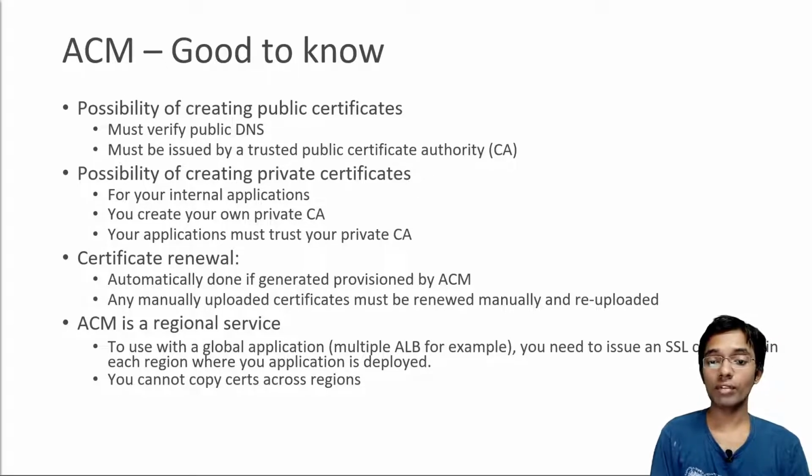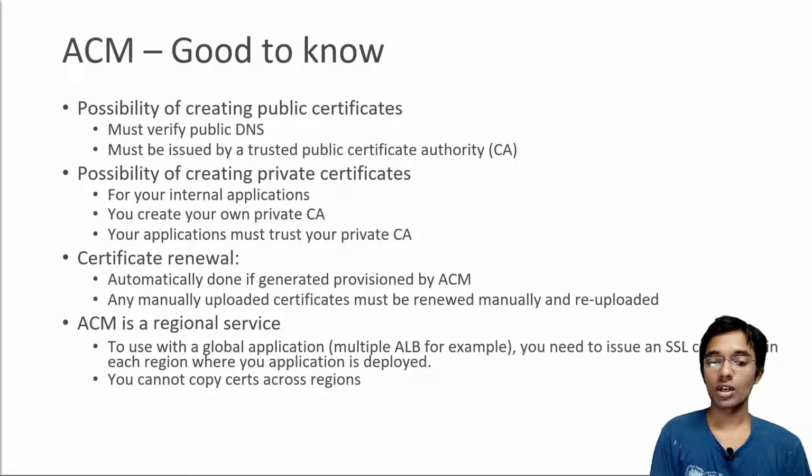Finally, very important: ACM is a regional service. That means that if you have a global application with multiple ALBs all around the world in different AWS regions, you will need to issue an SSL certificate in each region where your application is deployed. So you cannot use ACM as a global service, it's a regional service, and you cannot copy certificates across regions. So you will have to have ACM provision a certificate in every single region where you have load balancers.